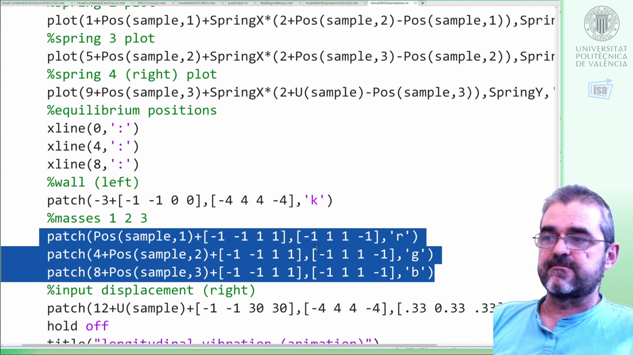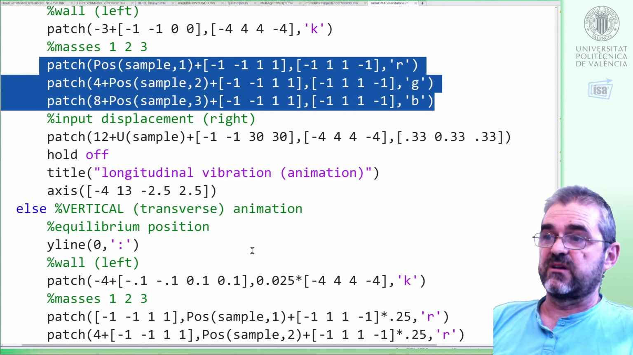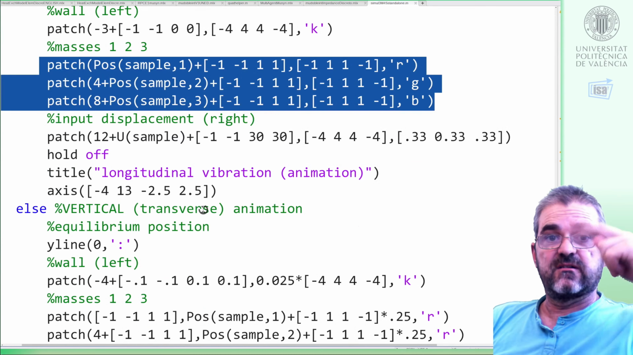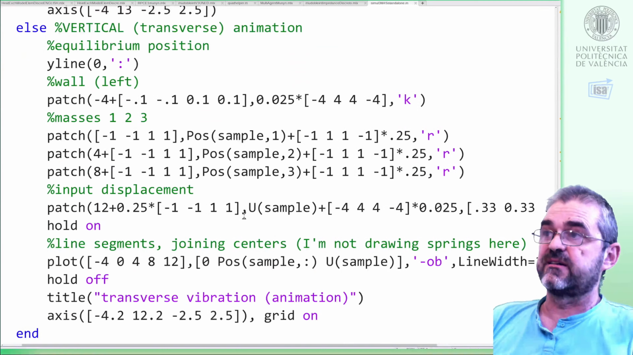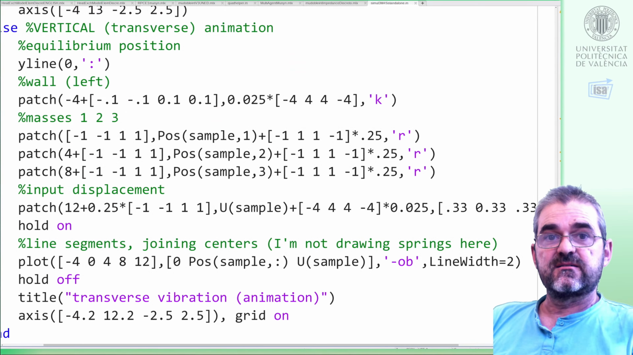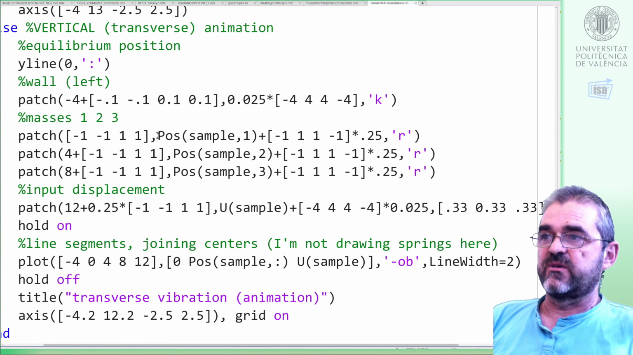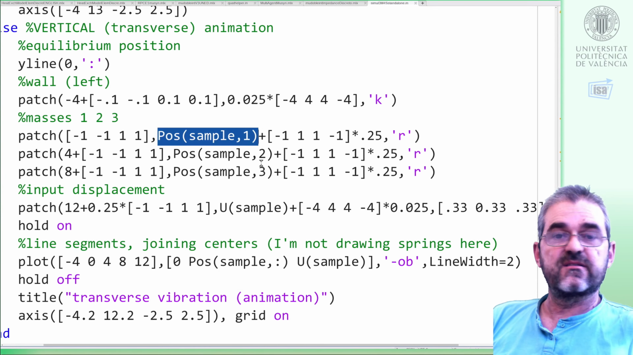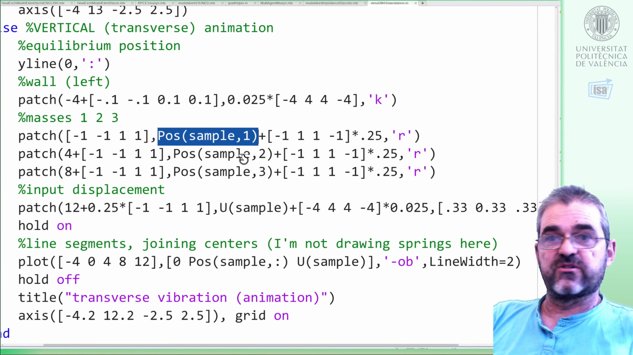these rectangles here. So that will be the longitudinal vibration, and the transverse vertical up-down vibration will also be carried out via some patch commands to plot the masses oscillating up and down. Now it's the second component, the vertical displacement, which depends on the simulation results. So I will draw all this to see the simulations.